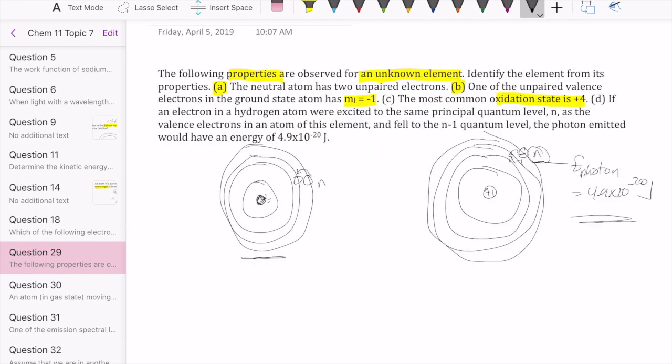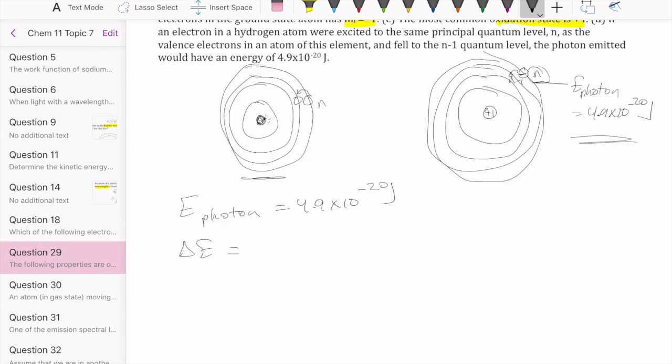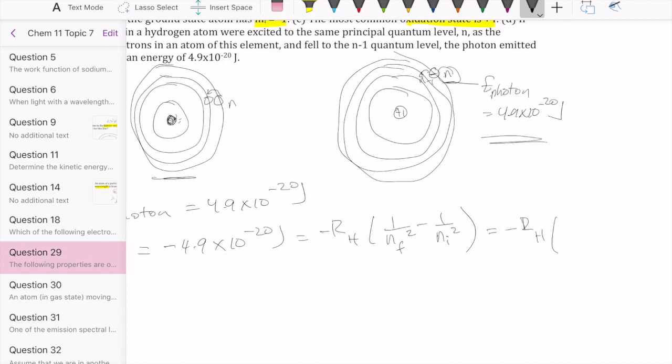Okay, so let's do the calculations. Energy of the photon in the Bohr model comes from the electron transitions, and the delta E is going to be negative 4.9 times 10 to the -20th. It's negative here because it's releasing energy, and that should equal negative RH times (1 over n final squared minus 1 over n initial squared). Now, in our question, the n final is called n-1, and the n initial is called n. So we can write the equation that way.